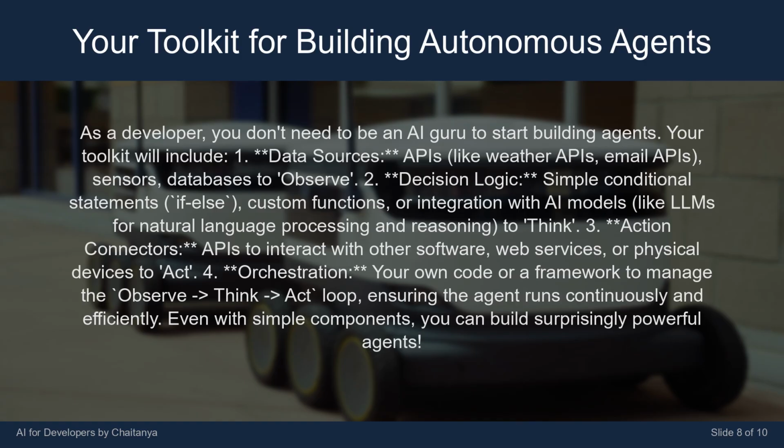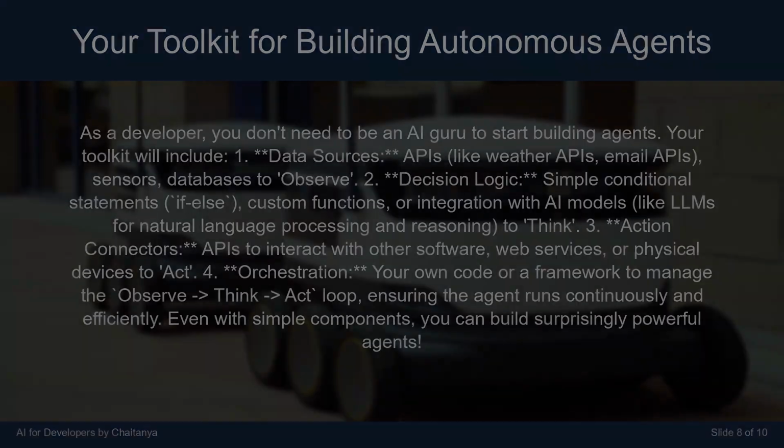3. Action connectors: APIs to interact with other software, web services, or physical devices to act. 4. Orchestration: your own code or a framework to manage the observe, think, act loop, ensuring the agent runs continuously and efficiently. Even with simple components, you can build surprisingly powerful agents.